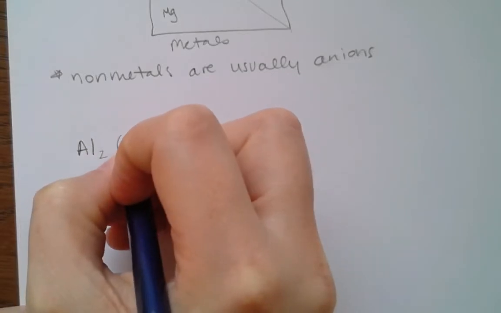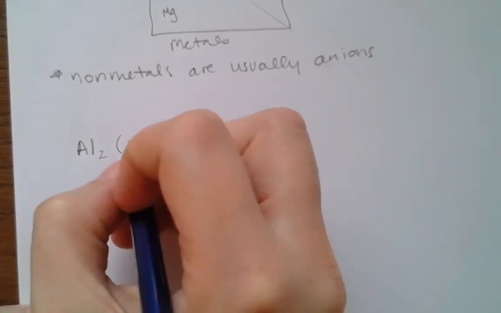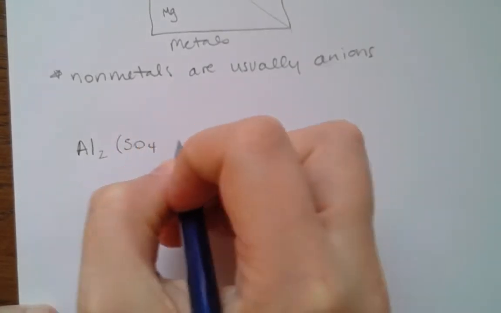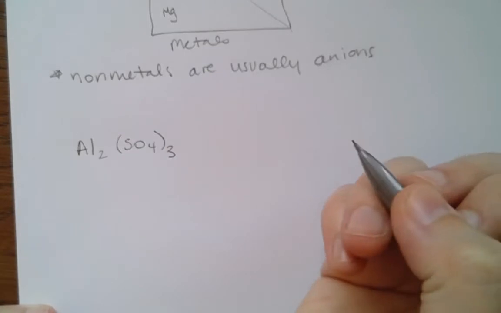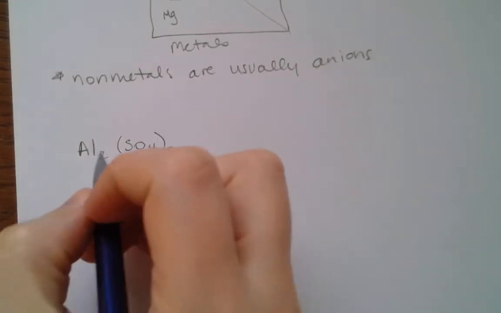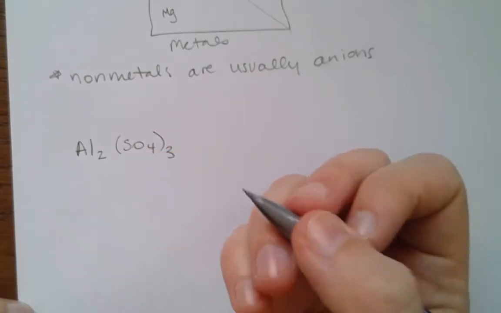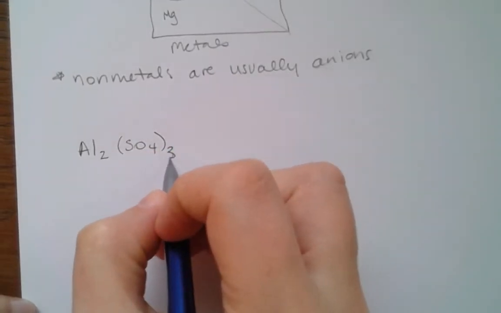Wait, hold on. Oh gosh, I haven't done this in so long. So that's something. And this one looks messier, right? Like it's got parentheses, it's got 3 subscripts. So here you're saying that there's 2 aluminums and there's 3 of whatever this is.